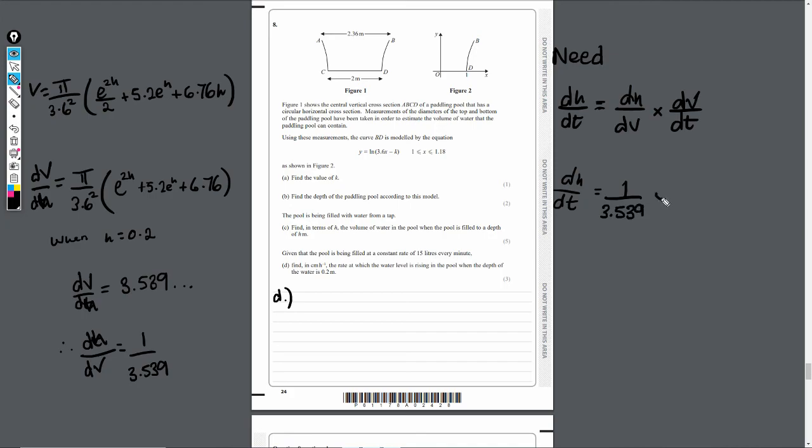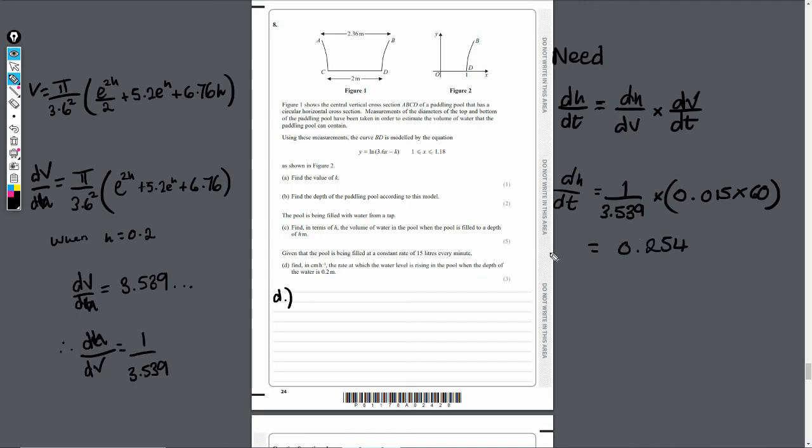That's going to be equal now to 1 over 3.539 times, so it's being filled at a rate of 15 litres every minute. We want the answer in terms of an hour, centimetres per hour. So now remember, it's in litres. We don't want this in litres, so we're going to have to divide here. It's going to be 0.015 times, now that's per minute, so we need it per hour. So we're going to have to times it by 60 to give us 1 hour. Now if you put this in on your calculator, what you'll get is 0.254.